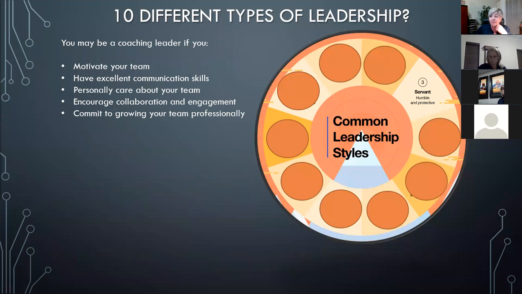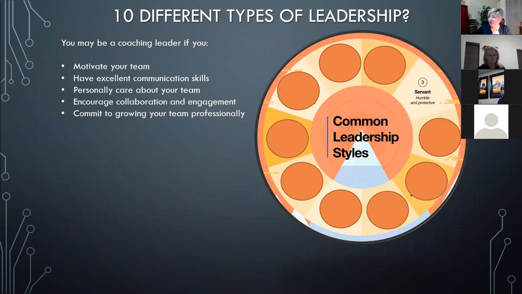Then we've got the servant, which is your humble, protective type of leadership style. This is where you motivate your team. You have excellent communication skills, personally care about your team, encourage collaboration and engagement, and commit to growing your team professionally.